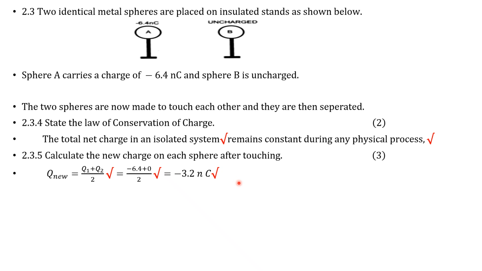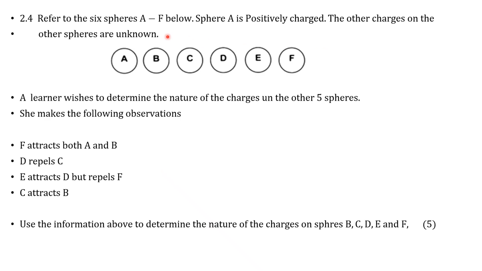Right, now the third set of questions is also just an application question. Refer to the 6 spheres A to F below. Sphere A, this one here, is positively charged. The other charges on the other spheres are unknown. A learner wishes to determine the nature of the charges in the other 5 spheres. She makes the following observation. F attracts both A and B.